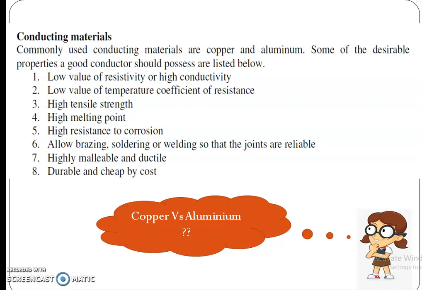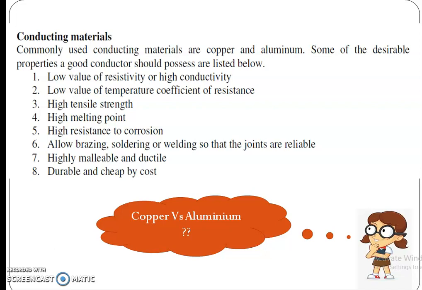First one, properties of conducting materials. What are the materials we are using nowadays? Very familiar are copper and aluminum. We are using copper and aluminum very frequently. In case of machines, we use copper. In case of power lines, we use aluminum. Based on the requirement, we are using that.